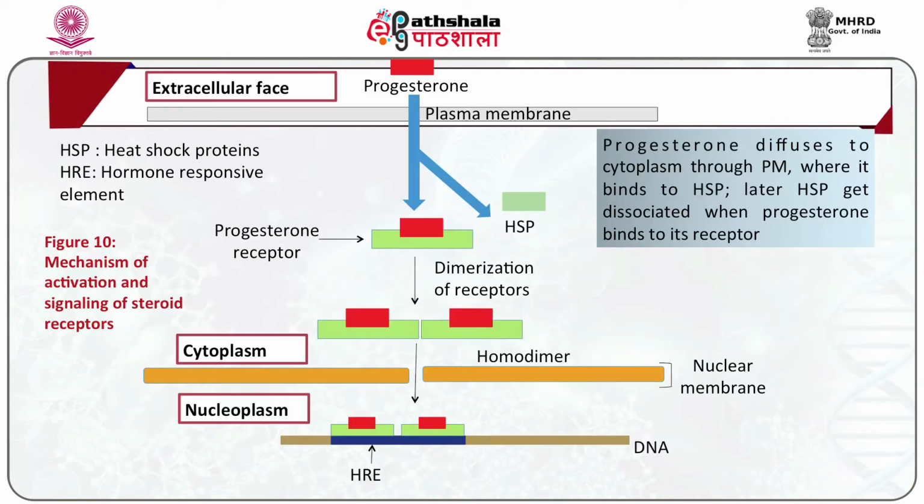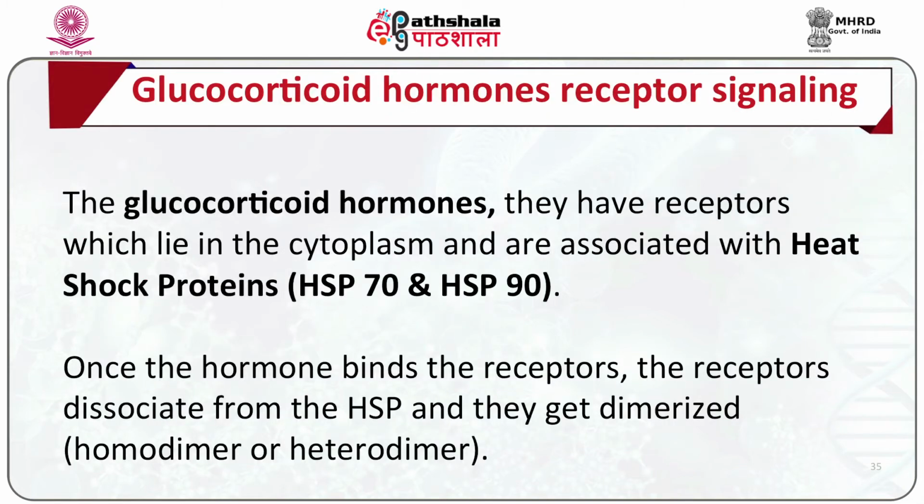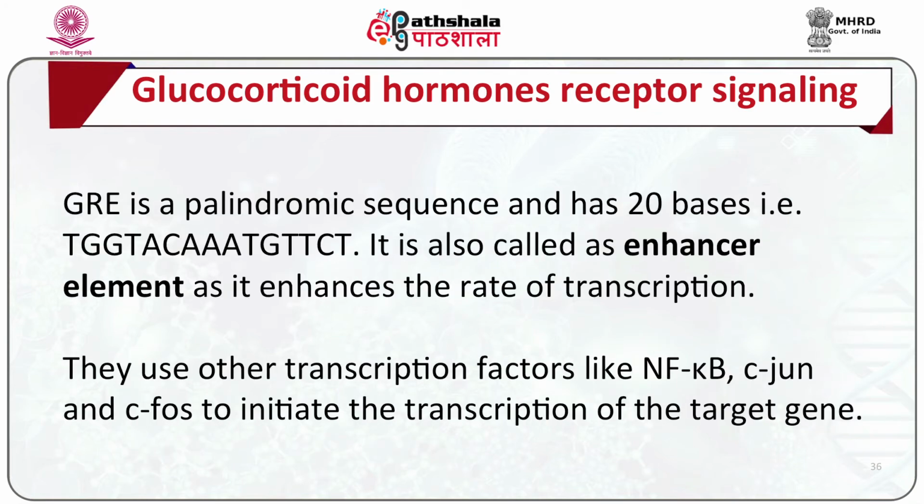Talking more specifically about the glucocorticoid hormones, they have receptors which lie in the cytoplasm and are associated with heat shock proteins HSP70 and HSP90. Once the hormone binds, the receptors dissociate from HSP and get dimerized, which can be either homodimer or heterodimer. After this, ligand bound receptors reach the nucleus, where the zinc fingers of their DNA binding domains fit into the cis acting element called glucocorticoid response elements or GREs in the DNA.